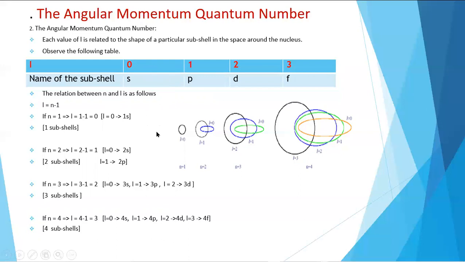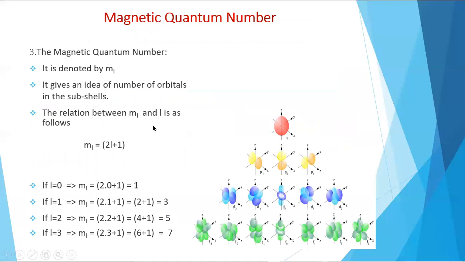So the third quantum number will be the magnetic quantum number. The magnetic quantum number is denoted by ML and it gives an idea of the number of orbitals in the subshell. So the relation between the magnetic quantum number ML and the angular momentum quantum number L is as follows. ML equal to 2L plus 1. If we put L equal to 0, then there will be one orbital. And if we put L equal to 1, the ML value will be 3.